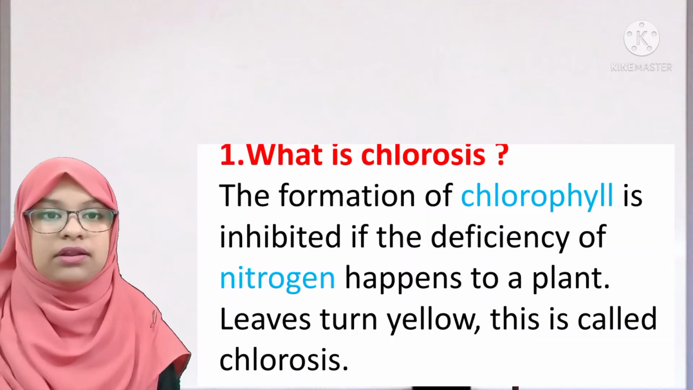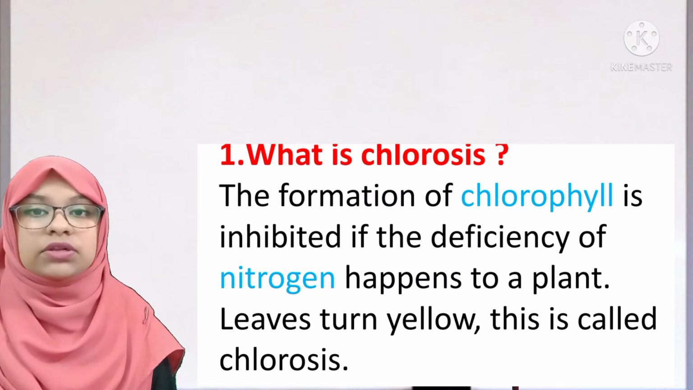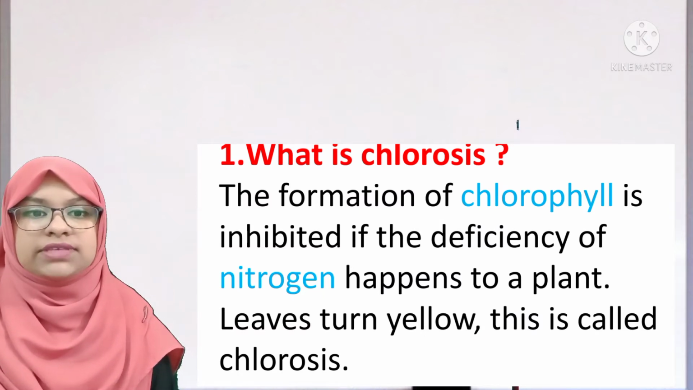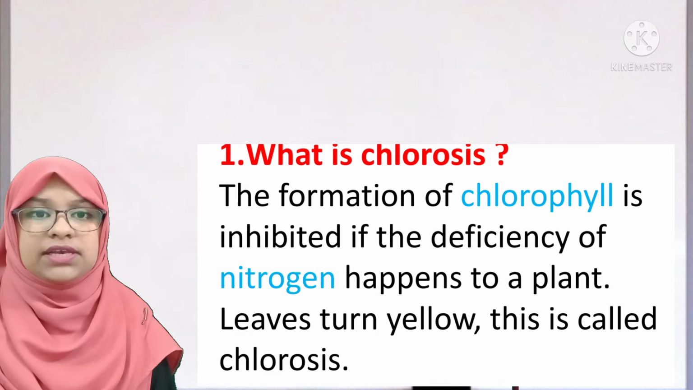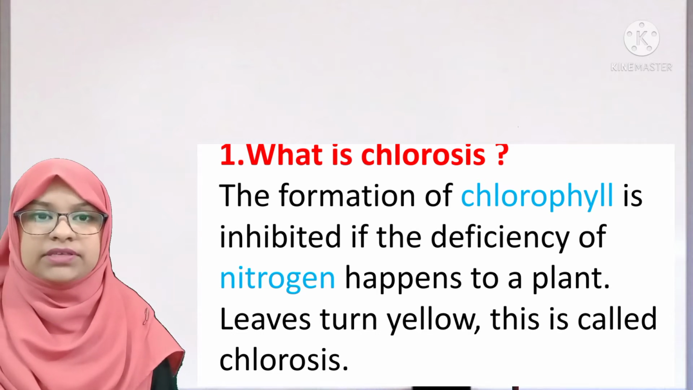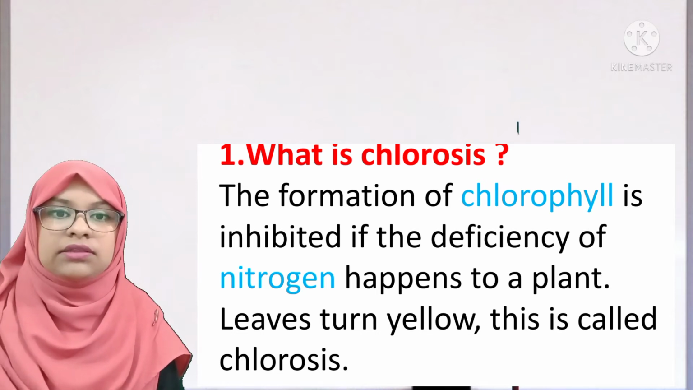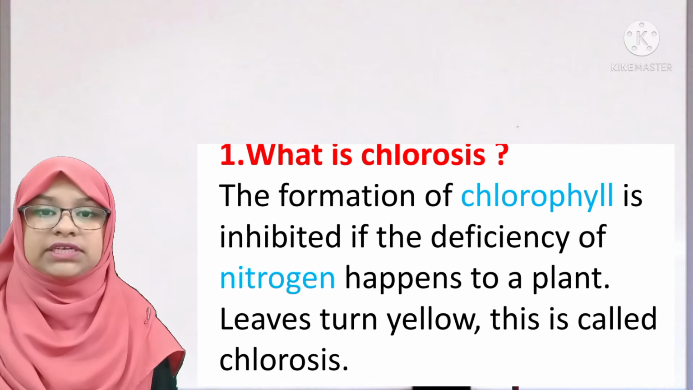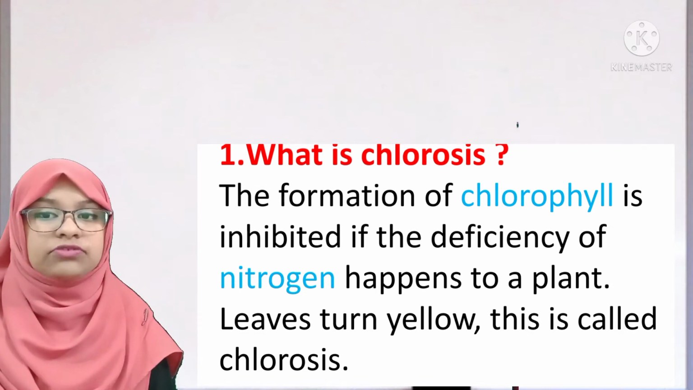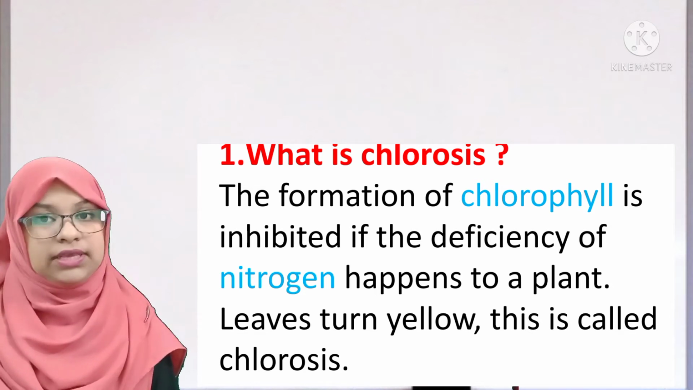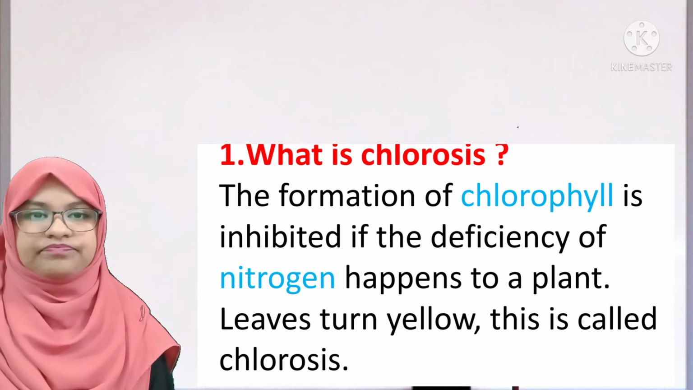Students, today I am going to discuss 10 knowledge-based questions from chapter 5. Let's see the first question. First one is, what is chlorosis? Chlorosis is a nitrogen deficiency disease that is present in plants. The formation of chlorophyll is inhibited if the deficiency of nitrogen happens to a plant. Leaves turn yellow. This is called chlorosis.